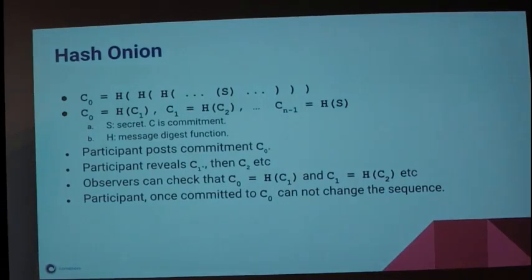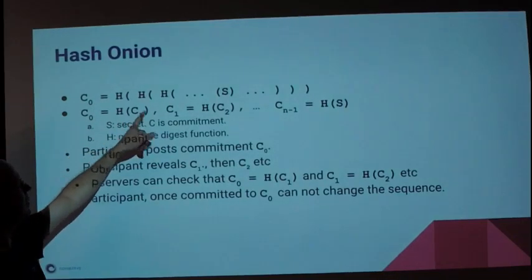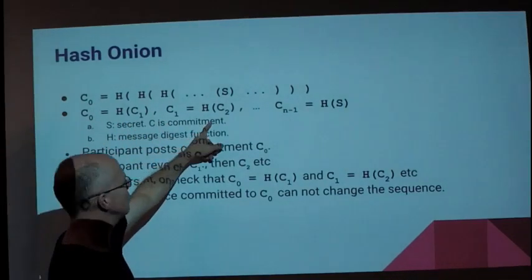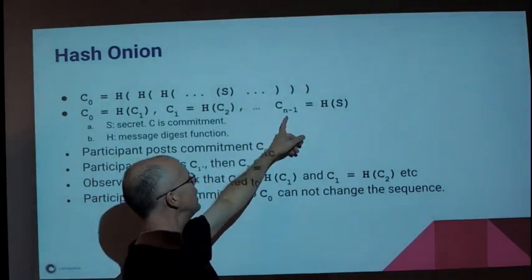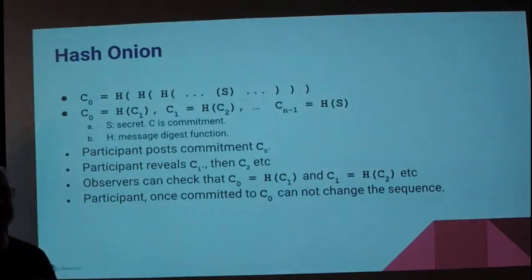You can think of commitment 0 as the hash of commitment 1, commitment 1 is the hash of commitment 2, and then commitment n-1 is the actual hash of the secret. So it's by successive hashing that we get this idea of the hash onion.